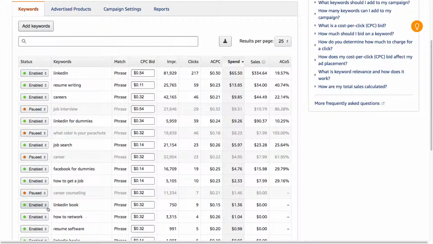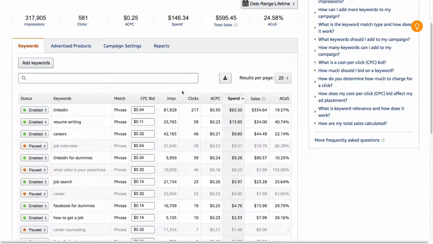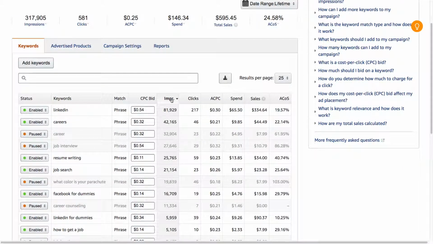And actually the same thing, well, actually not for this one, LinkedIn book. I want that one. Yeah, so 750 impressions, 9 clicks, $1.36. I can live with that because I think that's a good keyword to be using. And I could go through and do the same thing for the others. And then the other thing to consider is impressions. This shows the biggest impressions. And again, you have to evaluate the amount of impressions and clicks versus what you're actually getting on the return.